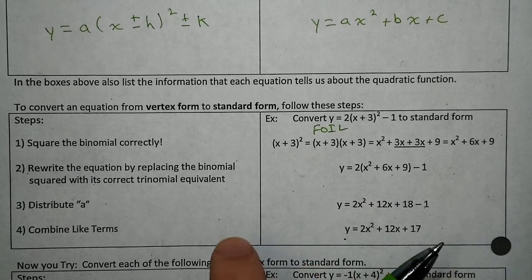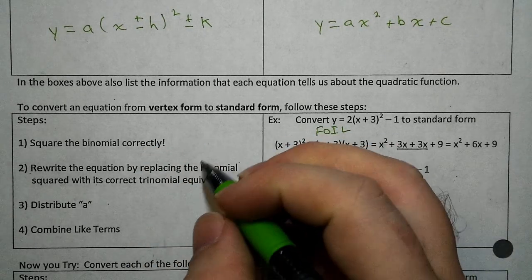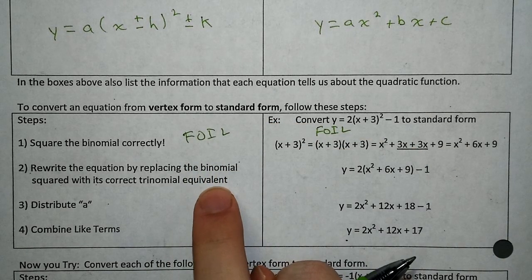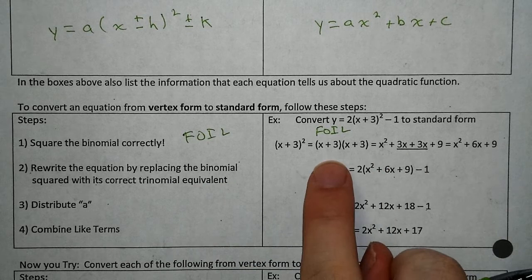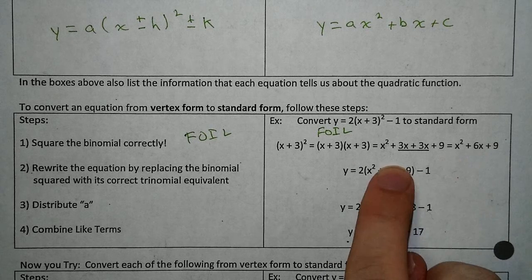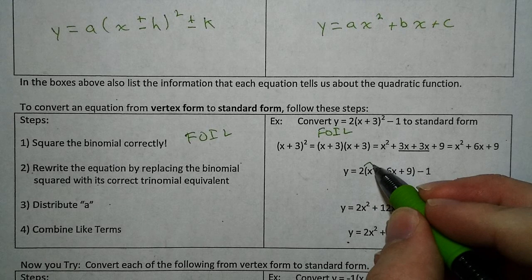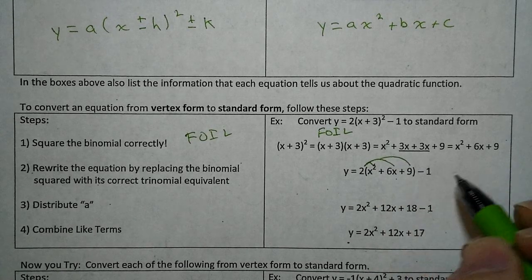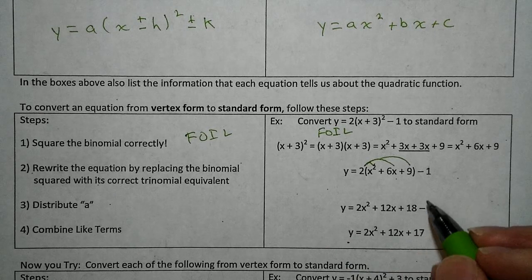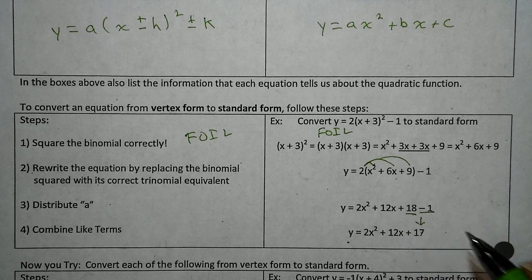So here are the steps. Square the binomial correctly using FOIL. Rewrite the equation by replacing the binomials with the correct trinomial. So after we multiply it, whatever you get here, you're going to replace it in the parentheses. Distribute your a, so you've got to multiply a times everything to get our new values, and then combine like terms. So on this one, we ended up getting like terms right here. 18 minus 1 was 17.